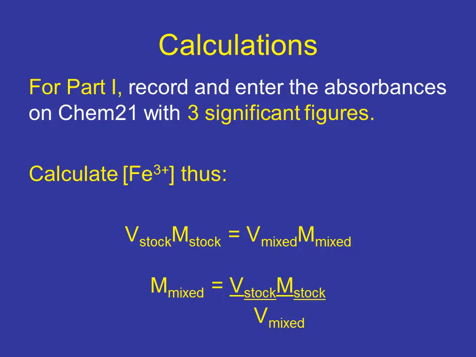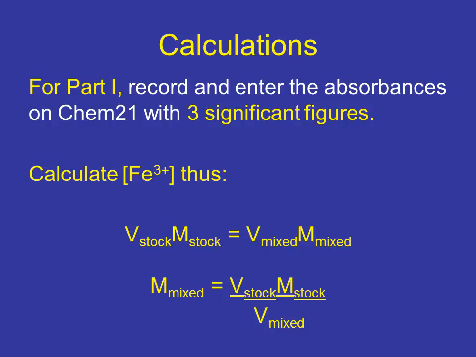First off, I need to make sure that you're aware that this CHEM21 online report is rather temperamental regarding the number of significant figures you need to use and where and when. So please pay attention to the number of significant figures that I tell you to use at any given point in the report. For part 1, record and enter the absorbances you measured in lab with 3 significant figures. And that's what you would have had anyway, 3 digits to the right of the decimal point.